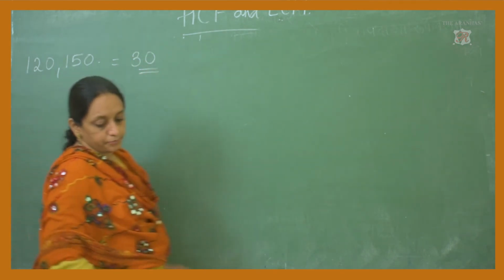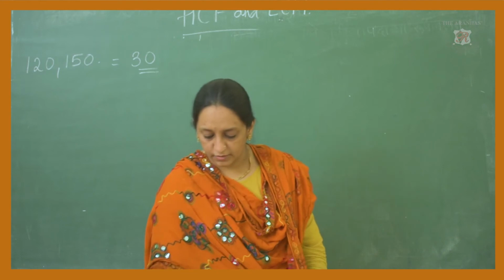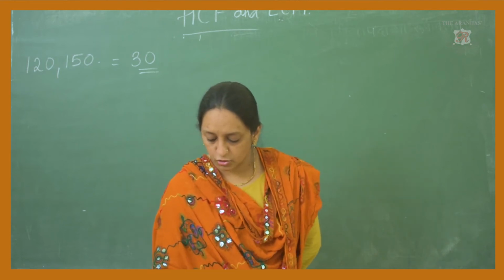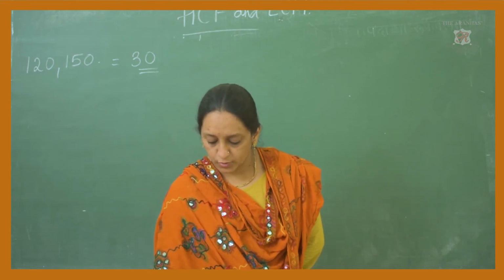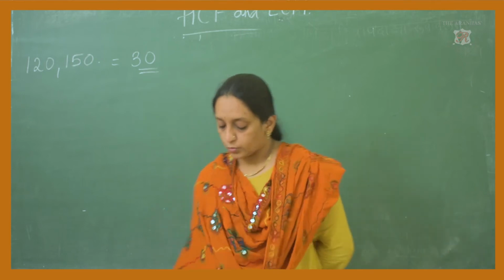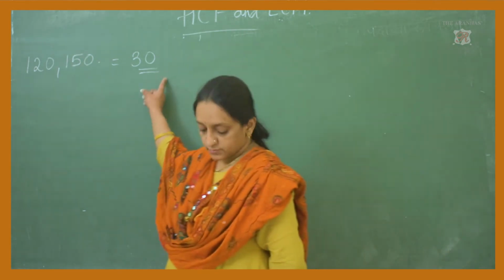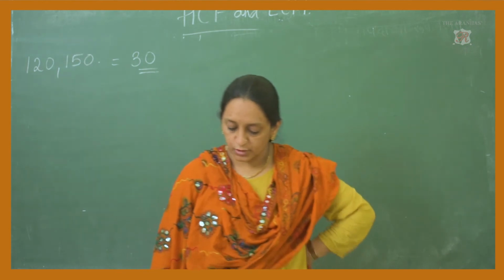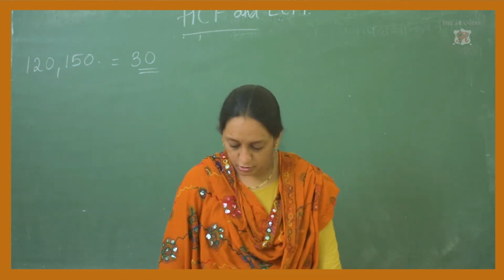So you can write the HCF of 120 and 150 is 30, because it cannot be 45, it cannot be 20, it cannot be 120. So the correct option is the first one, that is 30. The HCF of 120 and 150 is 30, you will write.